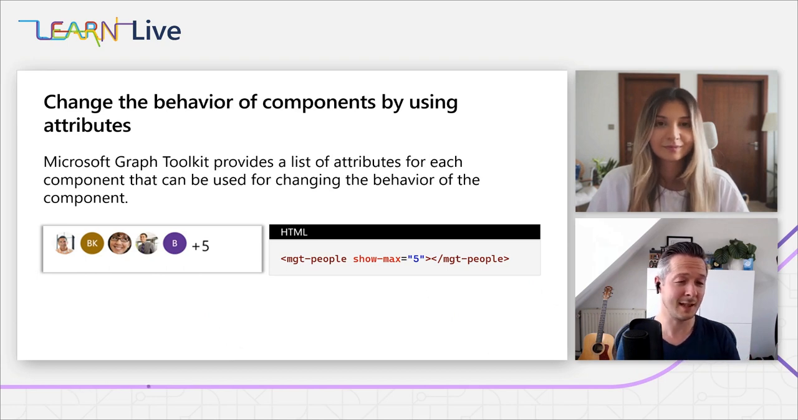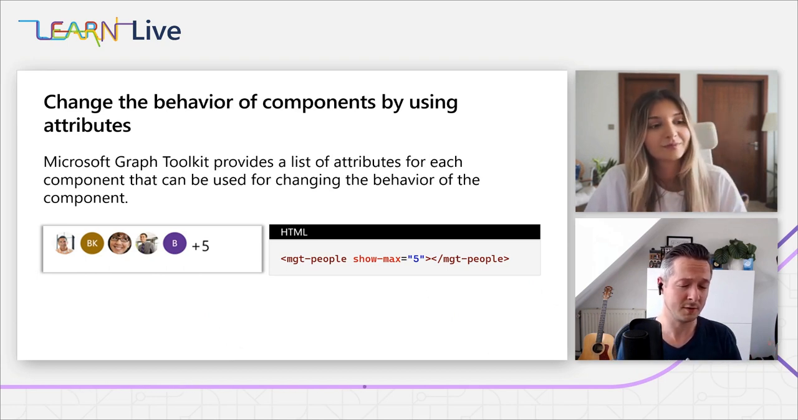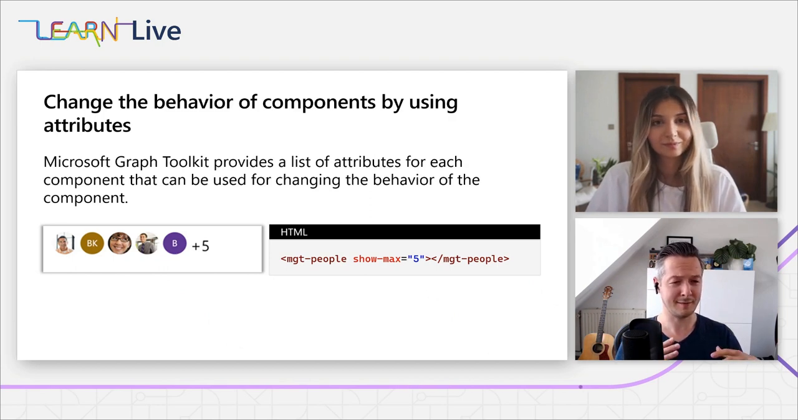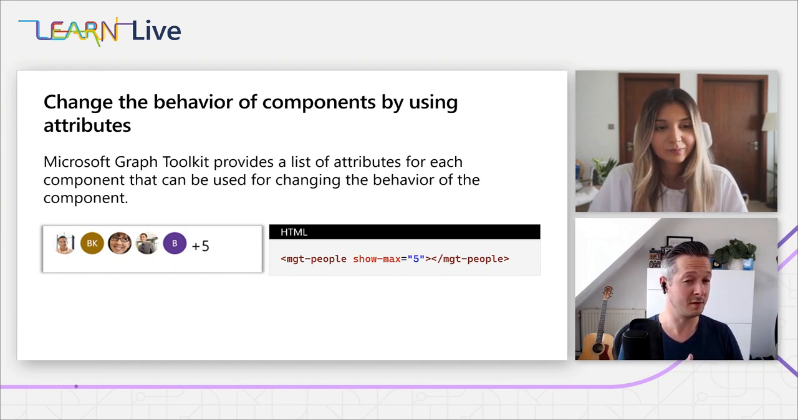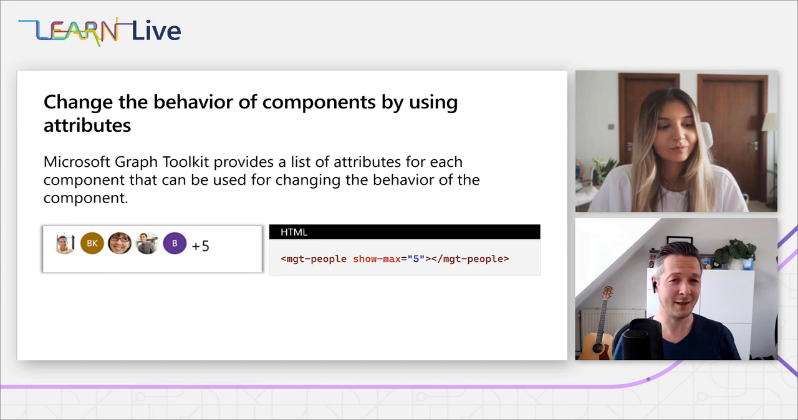Let's say we want to show a list of folks, and we have, let's say, 10 people. But on our screen, in our app, we only have room for 5. So what you can do is use an attribute like show max to limit the list to 5. And that is basically how Microsoft Graph Toolkit components work. They expose attributes that allow you to choose or set up how they work. And there are many of them. Each component ships with its own set of things that you can set up to make components work the way you need in your app.